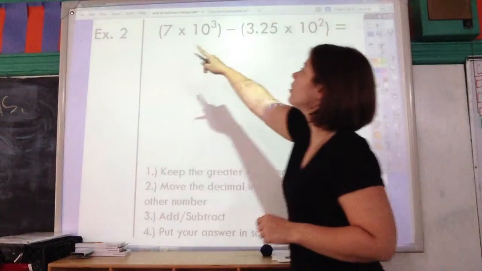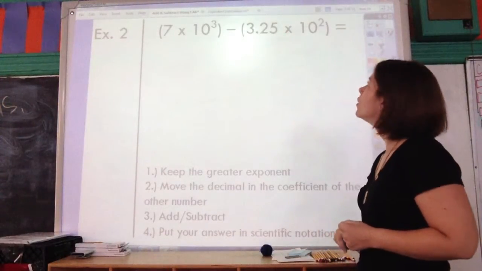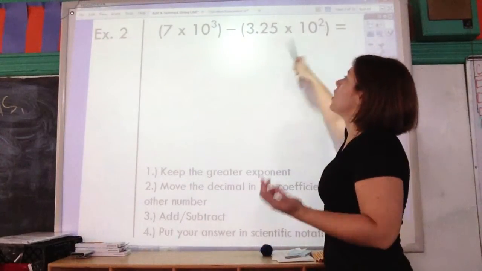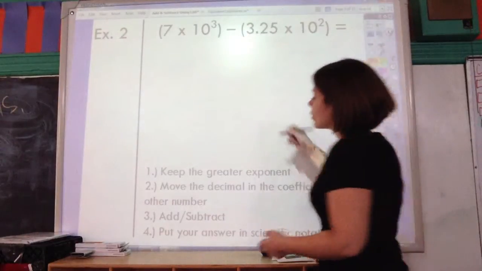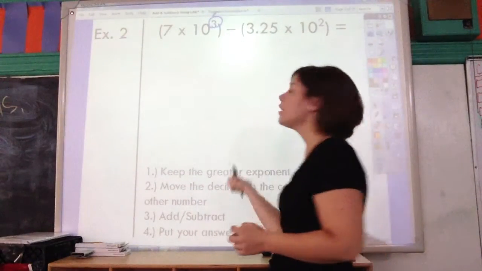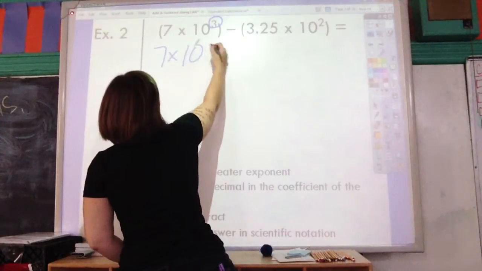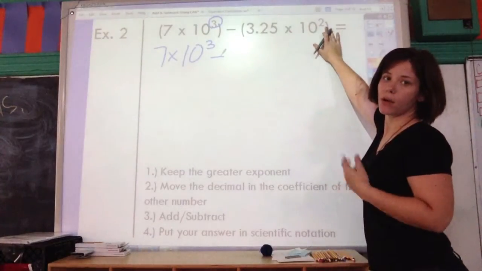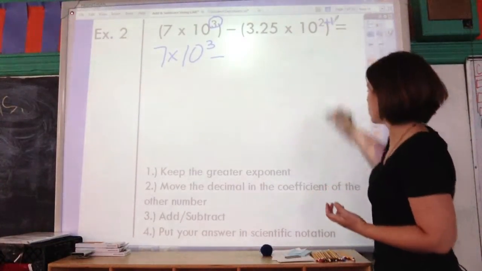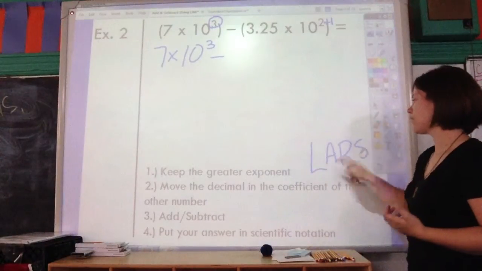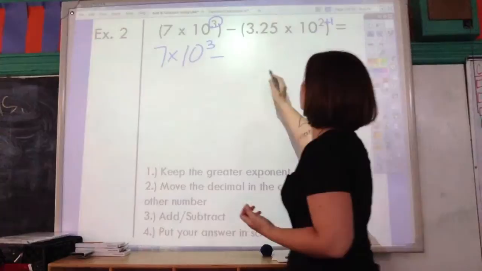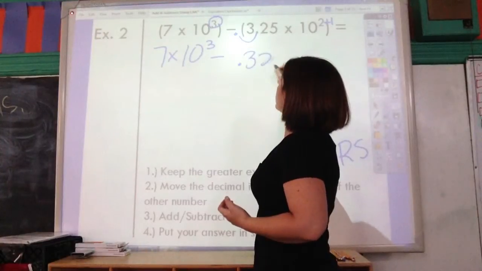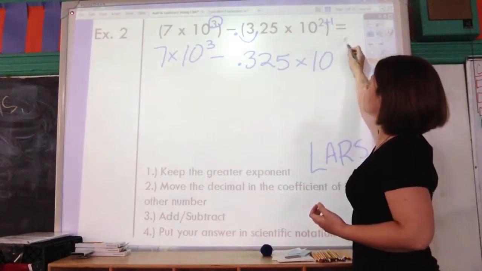Please copy down example 2 and this problem. Pause the video if you need to. The first thing I'm going to do is look at my exponents to see if they're the same. I have a 3, I have a 2. They're not the same, so I am going to keep my greater exponent, which is the 3, so I don't need to do anything to this number. 7 times 10 to the 3rd minus, and now this one, my exponent is a 2, I want to make it a 3, so I'm going to add 1. Remember LARS. If I want to add, I need to move my decimal to the left. I'm adding 1, so I move left 1 time. This becomes 0.325 times 10 to the 3rd.